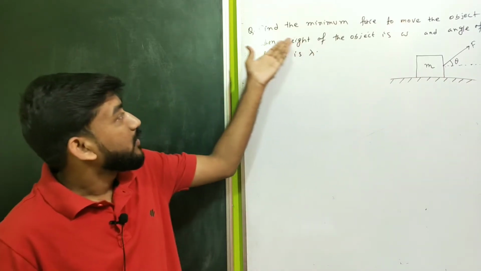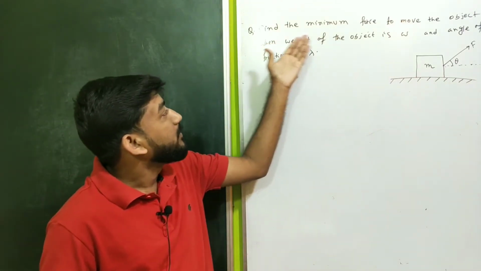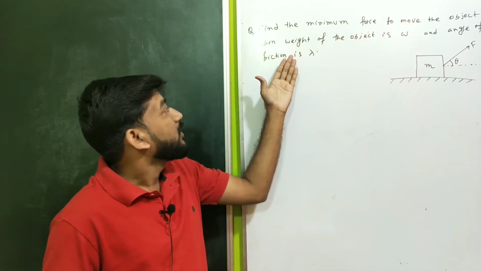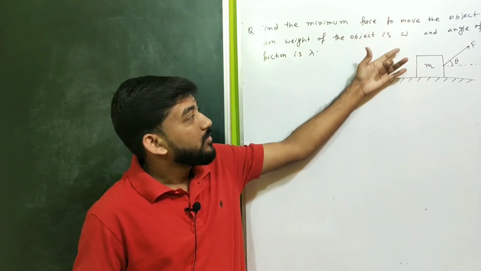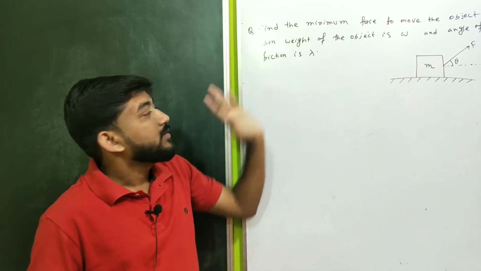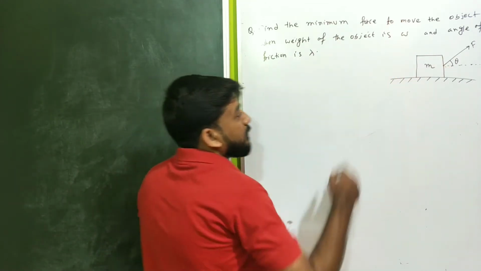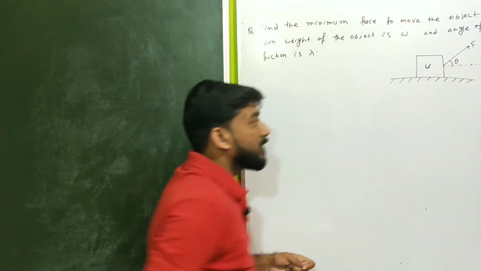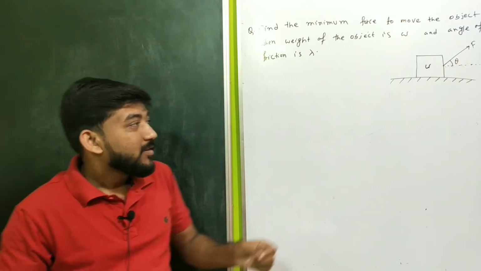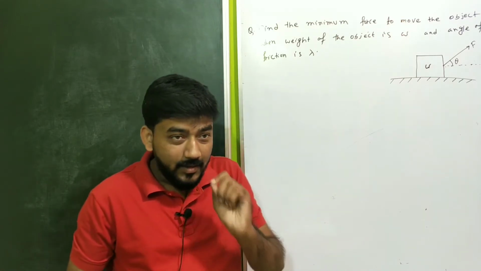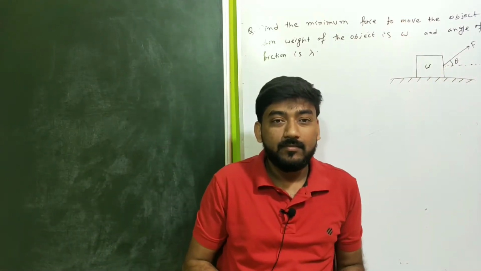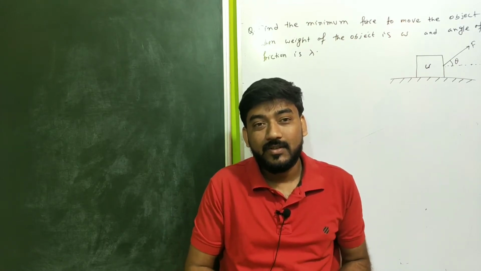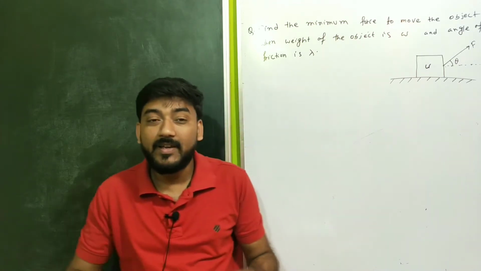So let me first read the problem. Find the minimum force to move the object when the weight of the object is W and the angle of friction is lambda. So mg is given here as W, you can replace mg with W. The minimum force will obviously be different, but the condition to hold the minimum force will be exactly the same.